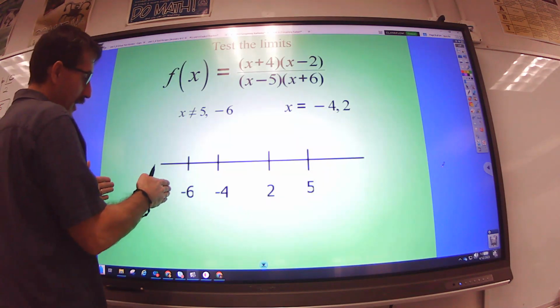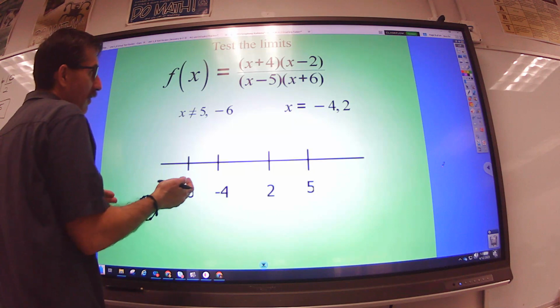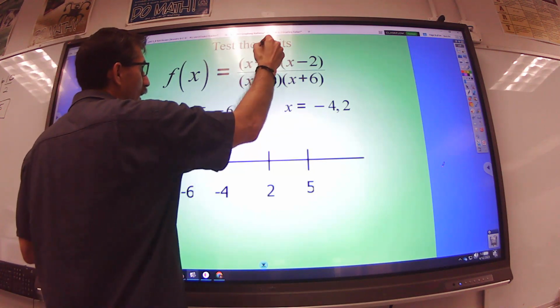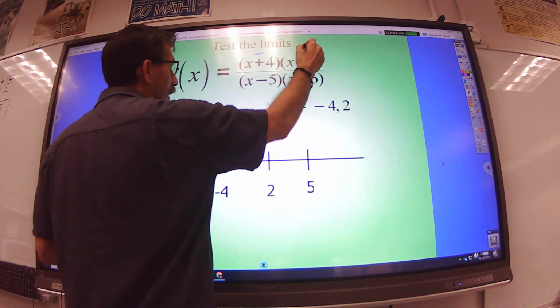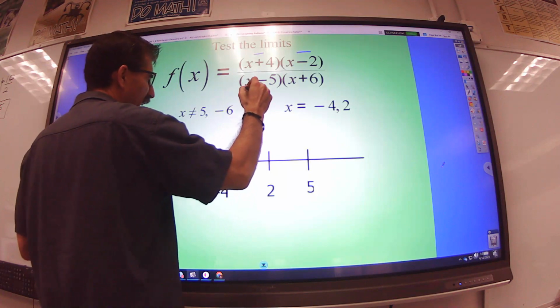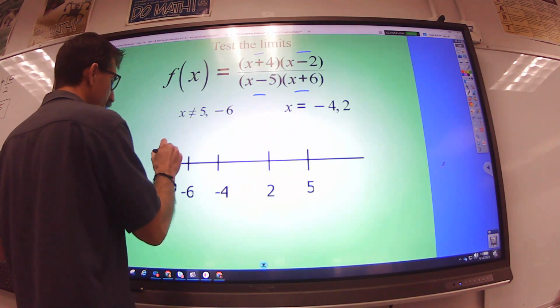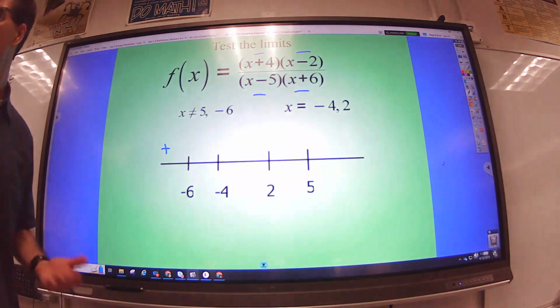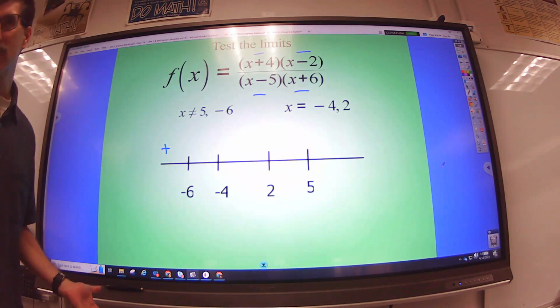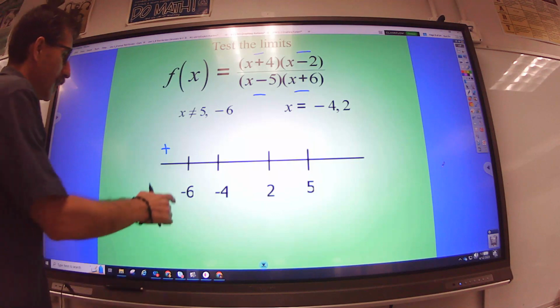Pick a number less than negative 6. Let's do negative 7. Negative 7 plus 4, negative 3. Negative 7 minus 2, negative 9. Negative 7 minus 5, negative 12. Negative 7 plus 6, negative 1. 4 negatives is a positive, right? I'm doing it fast because you guys already know what's going on here, right?